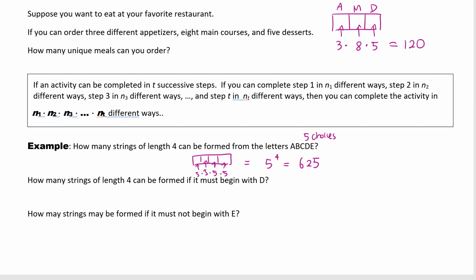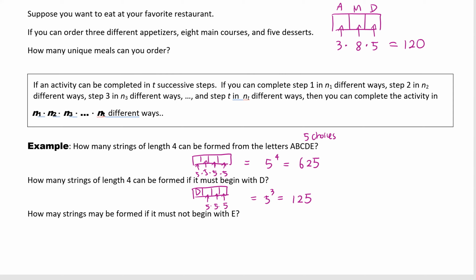Okay, let's continue. How many strings of length 4 can be formed if it must begin with a D? Okay, so it must begin with a D. Then the first one we know is D, so we have no choice for that. But the second one, we also have 5 choices. Third one, 5 choices. And the last one, also 5 choices. So that's why we have 5 to the third. And that is 125. So far, so good?